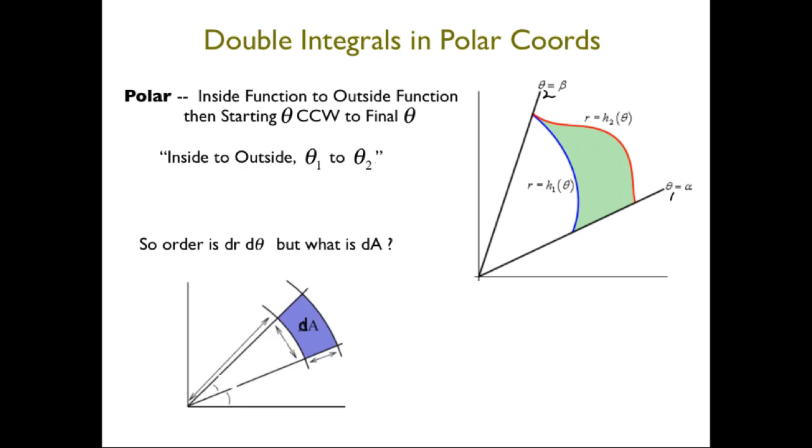But what is dA in polar coordinates? We're still going to use a rectangle, but now the rectangle is based on distance from the pole r and a change in theta. Okay, so let's label everything in here. We got five things to label here. So first of all, what is this right here?